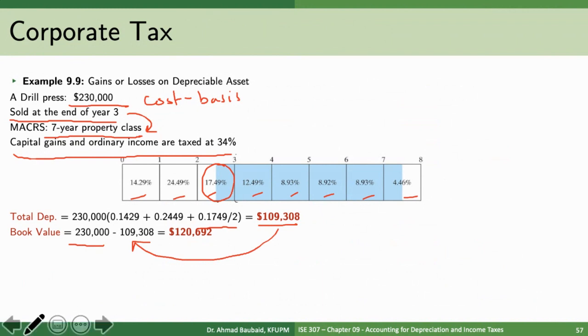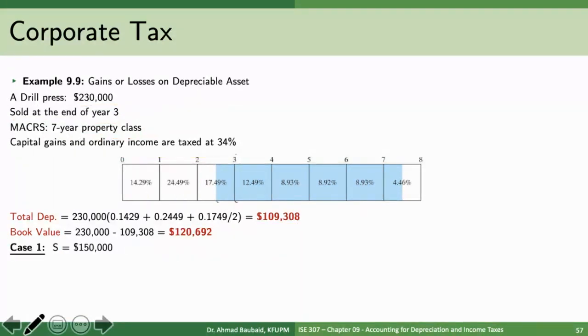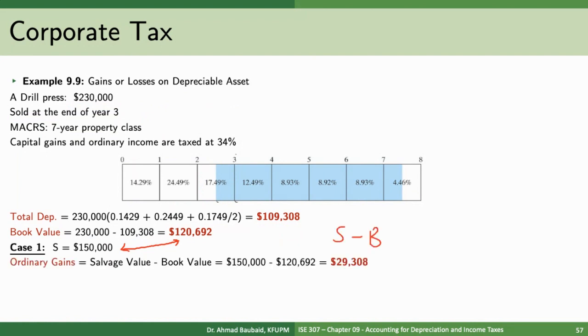Now, in order to find if there is any gains tax, I need to do salvage value minus book value. So here, actually, we have cases. So case 1, let's assume that the salvage value is 150,000. It's not the same as the book value, right? Therefore, there will be something. I mean, clearly there will be a gain in this case because it's salvage value minus book value. So you see here, we'll have a positive result. So I do salvage value minus book value. I find the value, and then I tax that at 34%, and then I'm done.